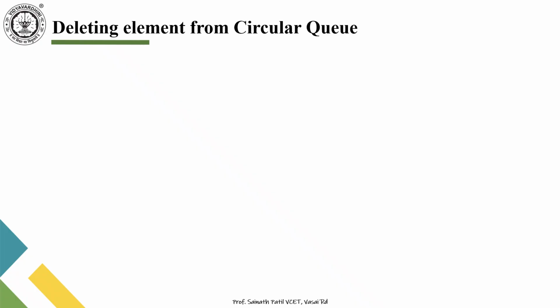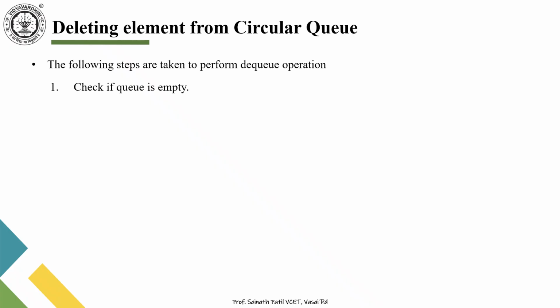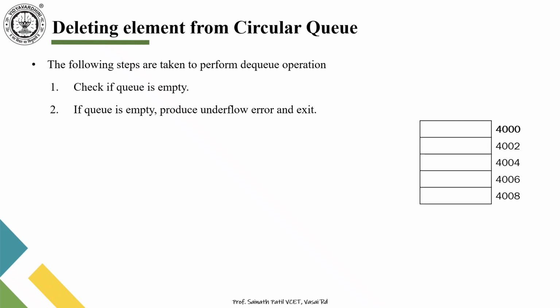Now let's look at the deletion function, that is the dequeue function on a circular queue. So the following steps are performed. First of all, we check whether the queue is empty or not. If it is empty, we produce an error, that is an underflow error, or queue is empty. That means the situation is like this: front is equal to -1 and rear is equal to -1. If the situation is like this, that means the queue is completely empty. In this case, we cannot delete an element from the circular queue.